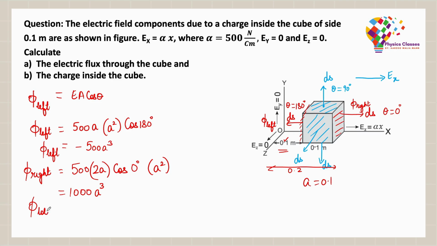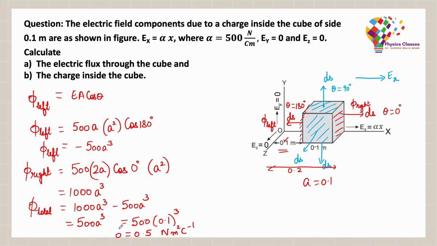Now the total flux will be equal to the flux due to the right surface and the left surface, and we'll have to subtract them since they are in opposite directions. So 1000 a cube minus 500 a cube gives me simply 500 a cube. Now I can directly substitute the value of a, which I took as 0.1. So 500 into 0.1 cubed gives me a value of 0.5 Newton meter square per Coulomb. This is the total flux through this whole cube. I hope you understood this part of the question.